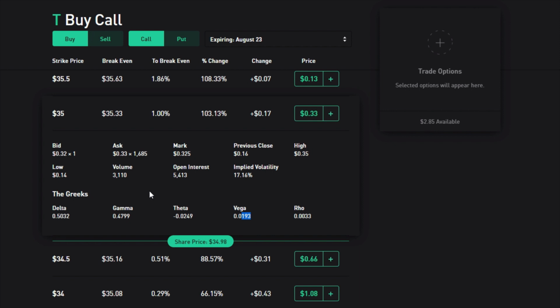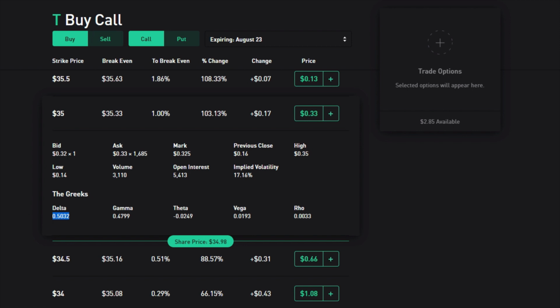So first, we are going to get into delta. The first Greek, which measures how an option's price is expected to change per $1 change in the price of the underlying security or index. So essentially what that means is for each dollar AT&T moves, this contract price will go up $50 for the first dollar. So if AT&T went up $1, this contract would be worth about $83. It would go up $50, or 50 cents times 100.